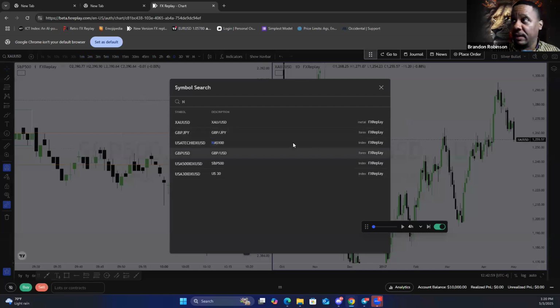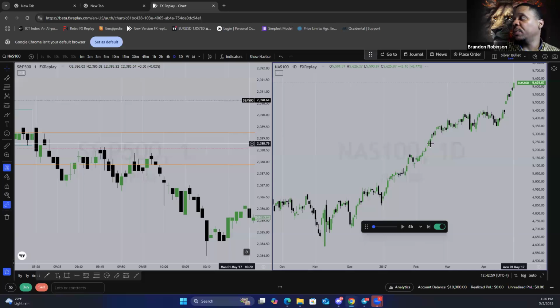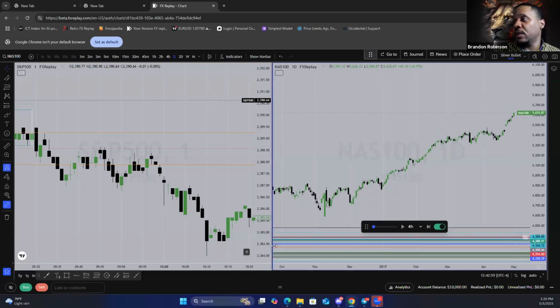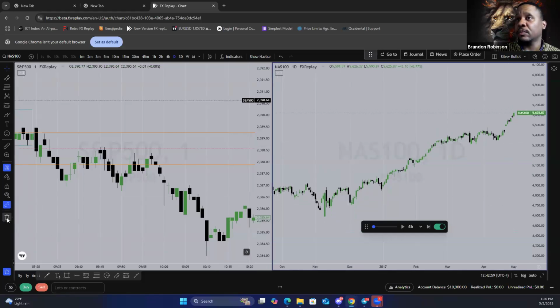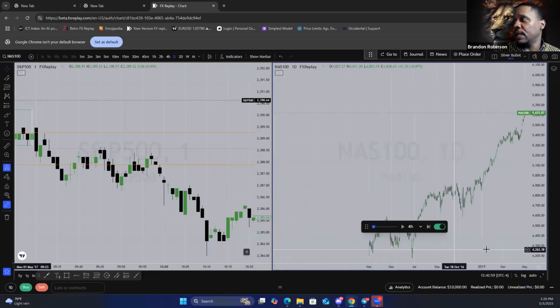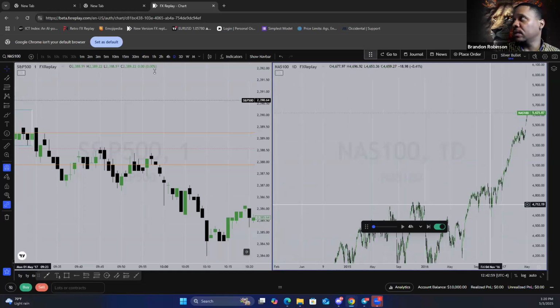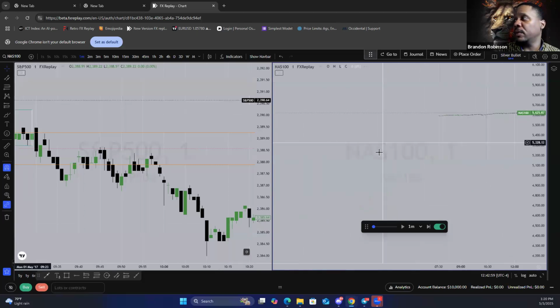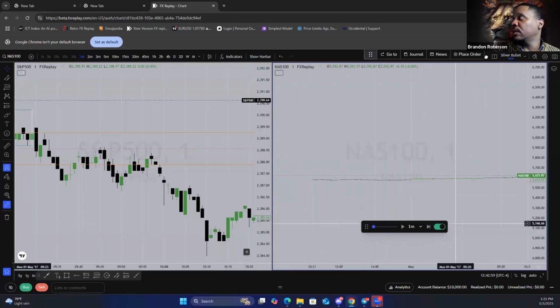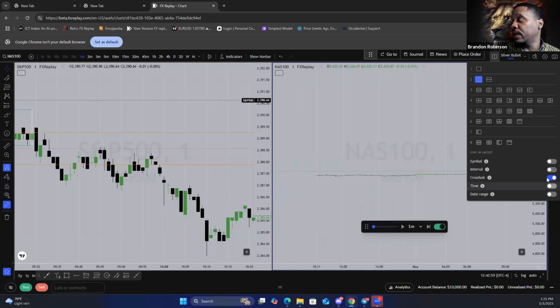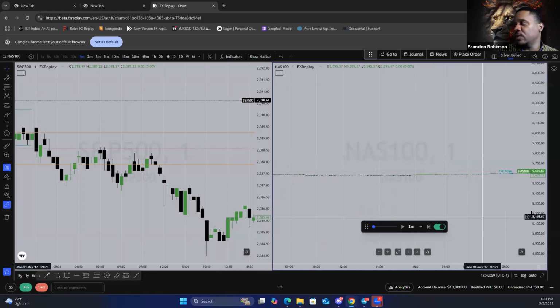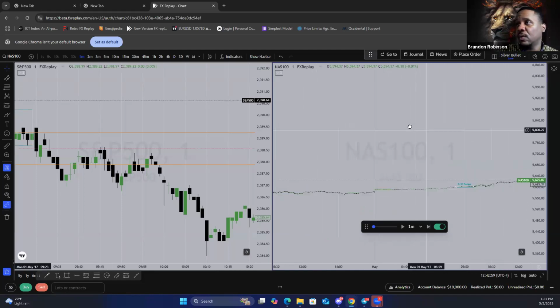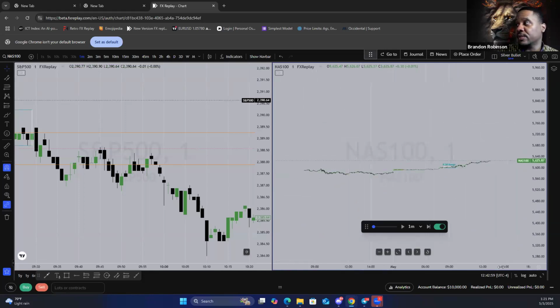Another benefit of FX replay is that you can not only go back down to the 1 minute, you can also compare. I can compare NAS, US 30 and SPX all together. So we're gonna drop down to the 1 minute on here. It's basically just like TradingView, but on TradingView, you can't get down this low on this many years ago.